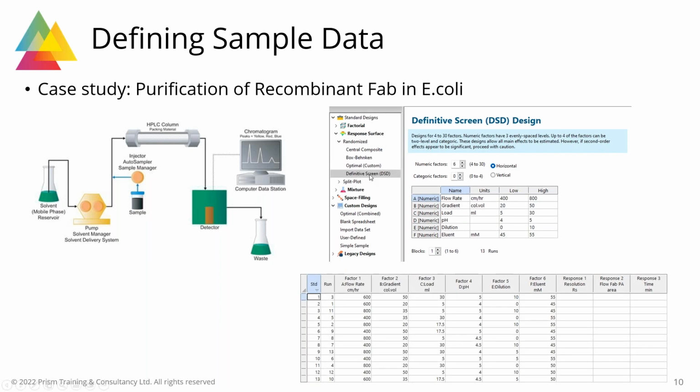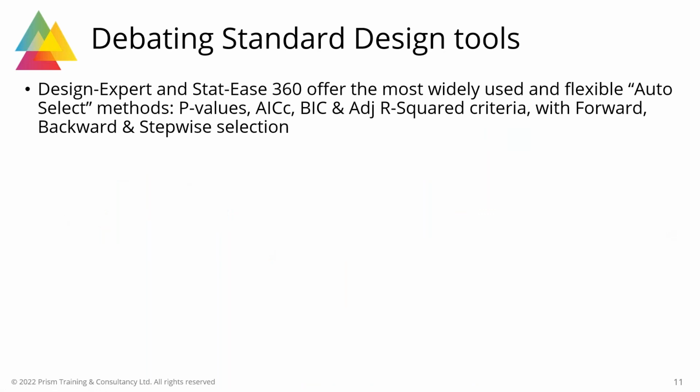We've picked here the definitive screen option underneath the response surface group of families. We fed in our 6 factors that we believe are likely to be important and define the ranges. We've gone through the process and built that design. And you can see here that this is the resulting design. I've sorted it by standard order. And you can see we're awaiting our results. So that's how we might go about setting up a definitive screening design using Design Expert or Stat-Ease 360.